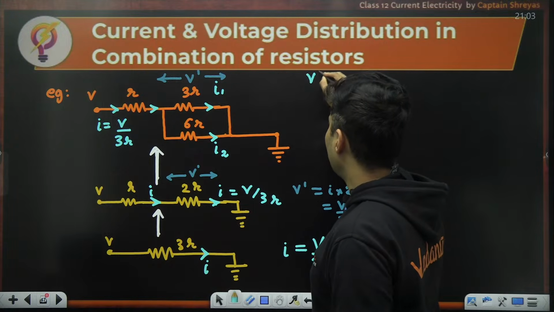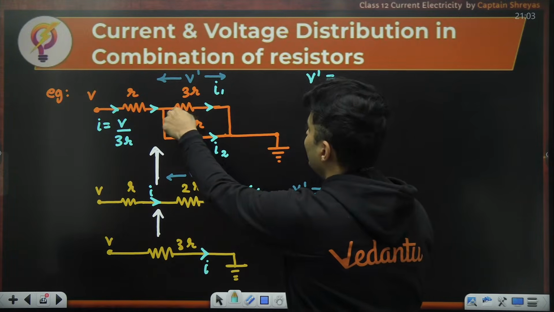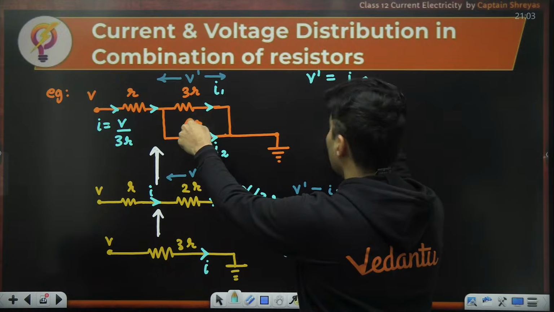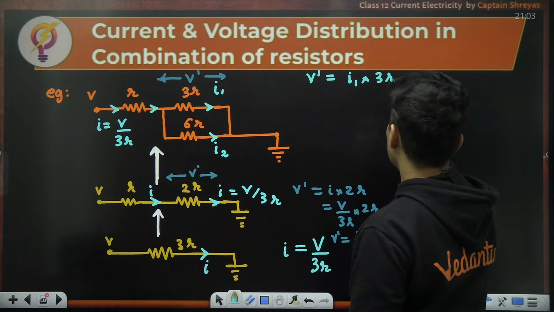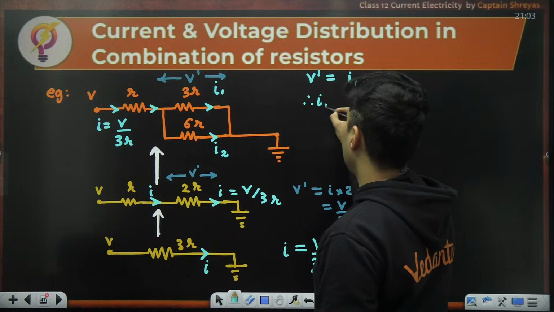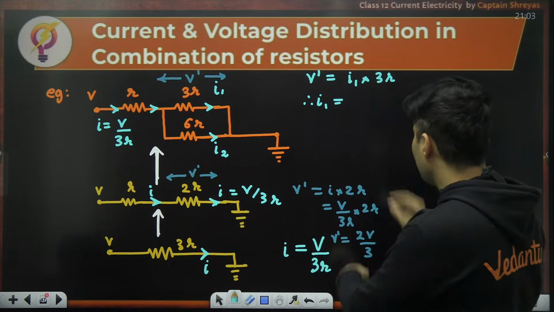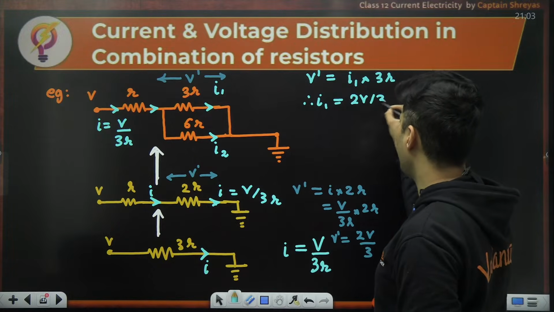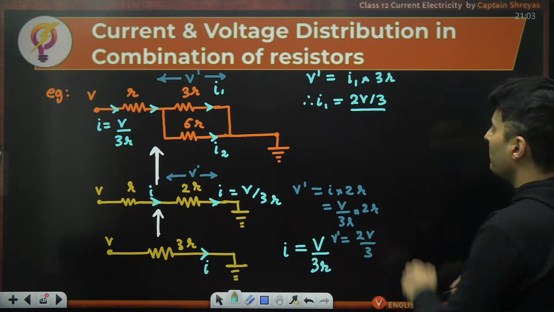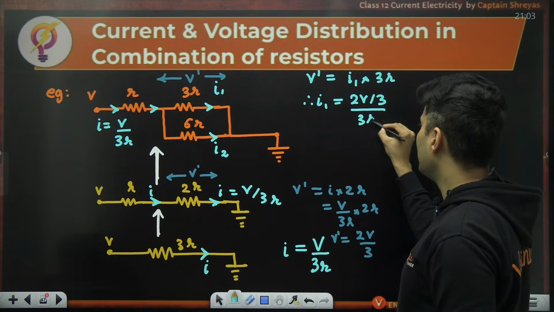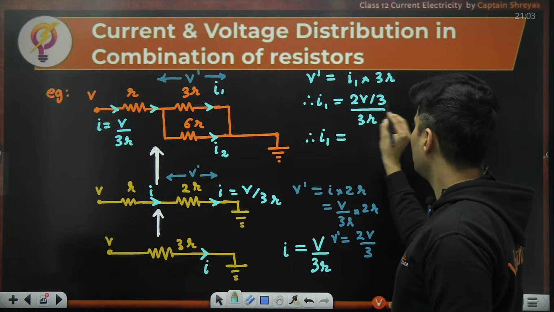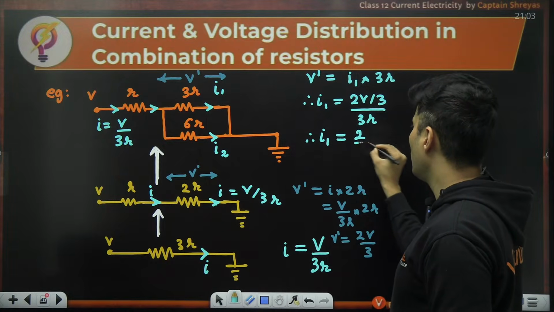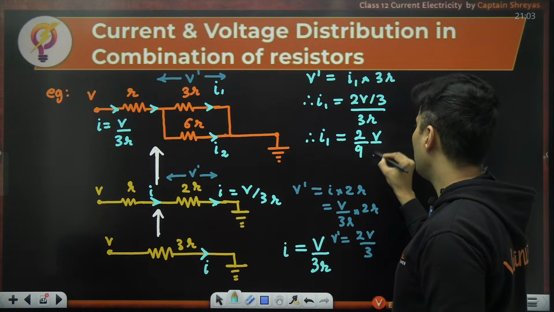So if I write V dash, I can say it is this current, which is I1, multiplied by this resistance, which is 3R. Therefore, I can say current 1 will be V dash, which is 2V by 3, divided by 3R. So how much will it come out to be? I1 is equal to, 3 3s are 9, so 2 by 9 V by R.